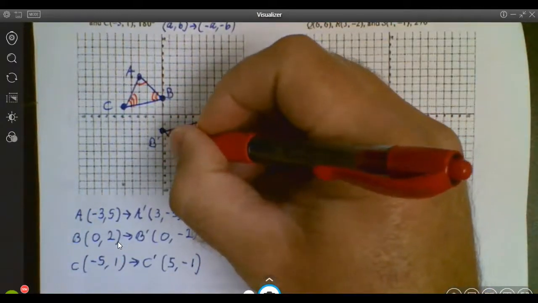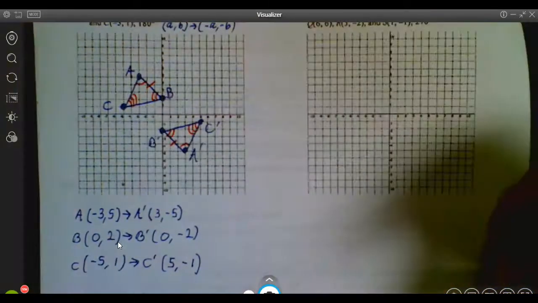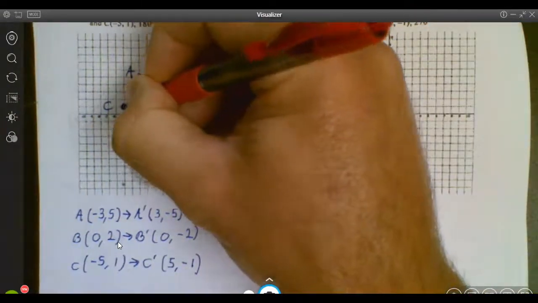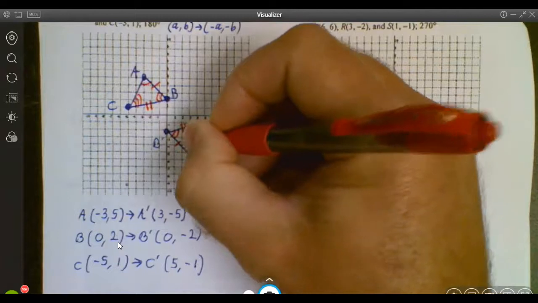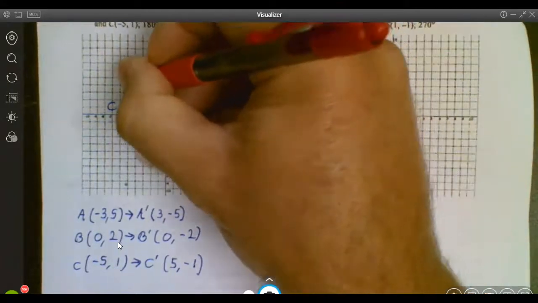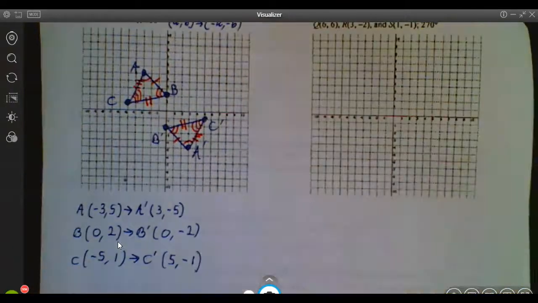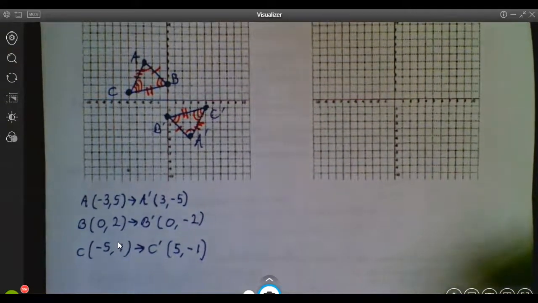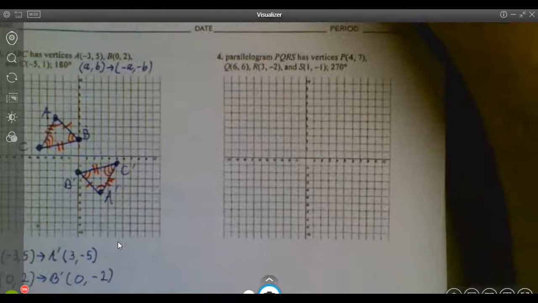This AB is congruent to this AB. BC is congruent to this BC. And AC is congruent to this AC. So all 6 corresponding parts are congruent. 3 sides and 3 angles. Last one, welcome to work ahead of me on this one. We're going to apply the 270 rule.